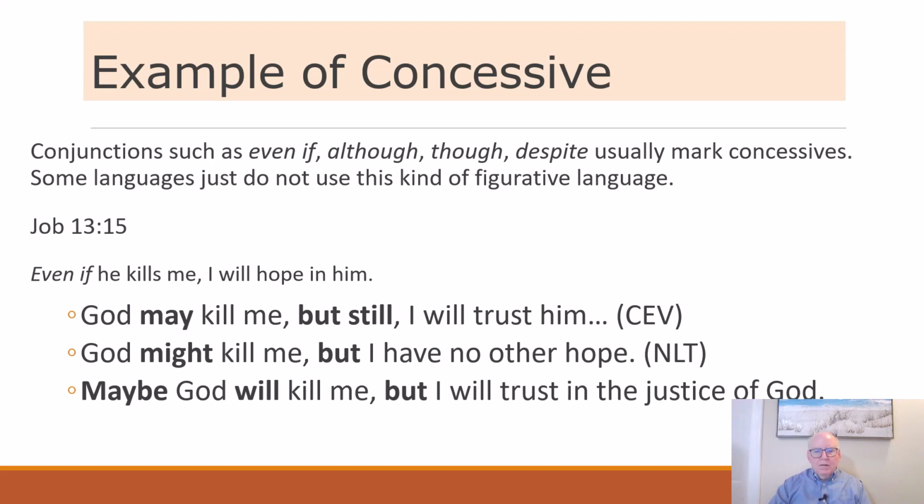So we can find some examples where this has been rendered without a concessive conditional. The CEV has, "God may kill me, but still I will trust him." And NLT has, "God might kill me, but I have no other hope." And another possibility might be, "Maybe God will kill me, but I will trust in the justice of God," or "trust in the justice of God anyway."